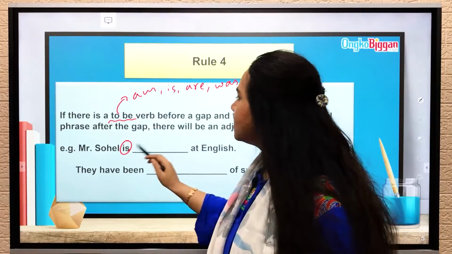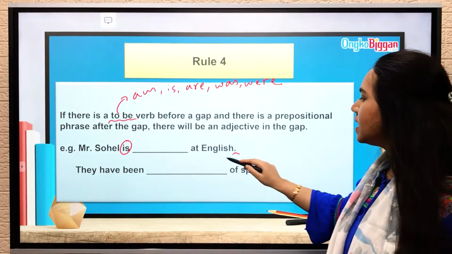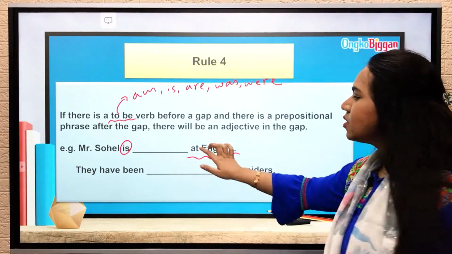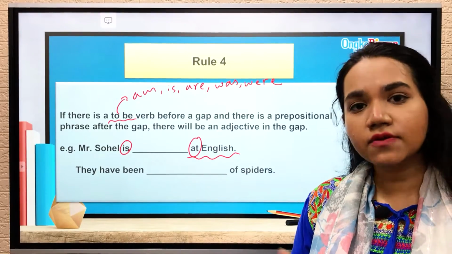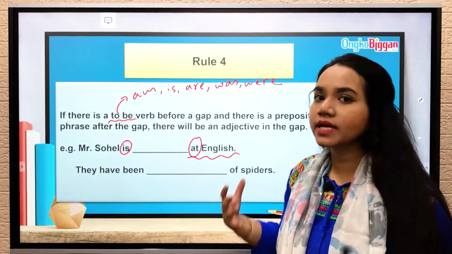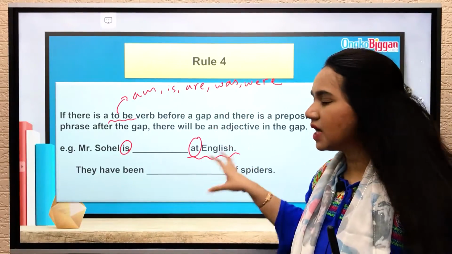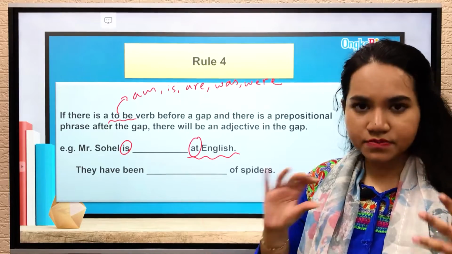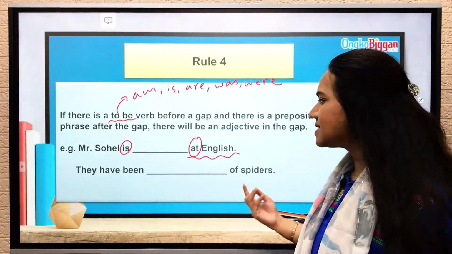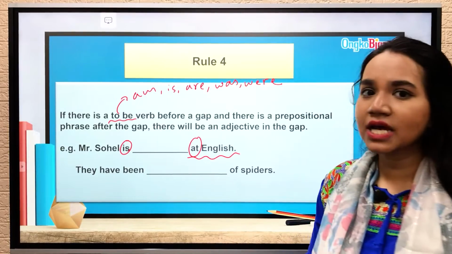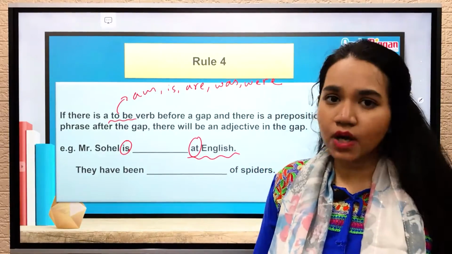So if there is a to be verb before the gap and right after the gap there is a prepositional phrase, this is not just a preposition here. The entire thing here is a prepositional phrase because overall the entire thing together makes up the gist of the sentence, the entire theme of the sentence. If I have just said Mr. Sohail is dash at full stop, it would not make any sense.